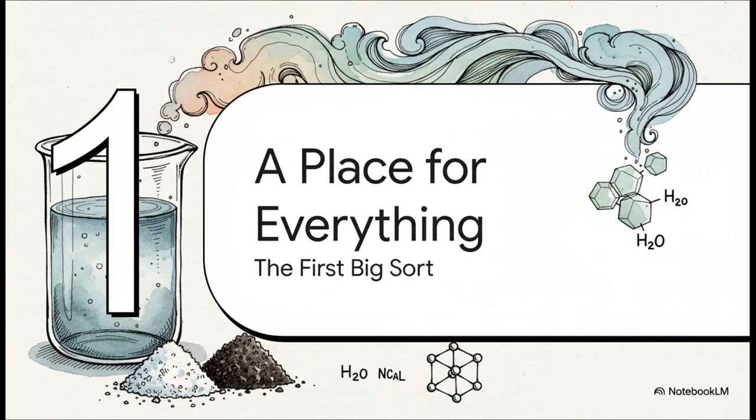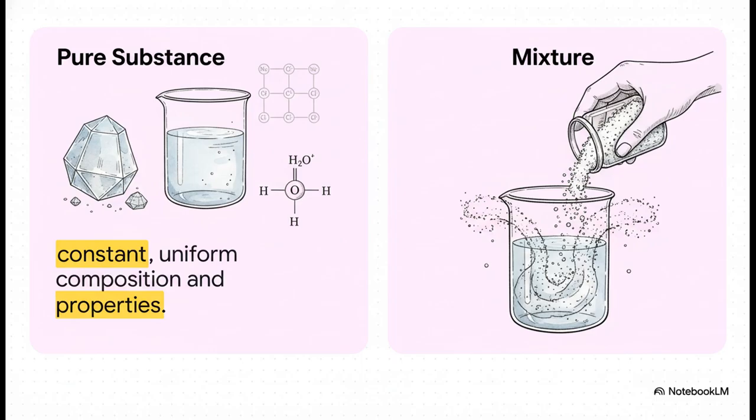Okay, so you're a chemist, and you're surrounded by all this matter. How do you even begin to make sense of it all? Well, you start with a big sort. You divide everything into two main categories. This is the first and most important step in breaking down our world. And here it is, that first big fork in the road.